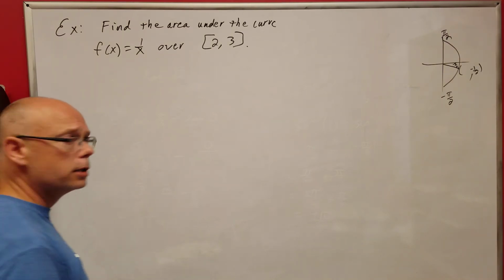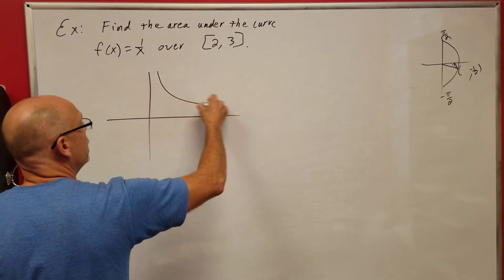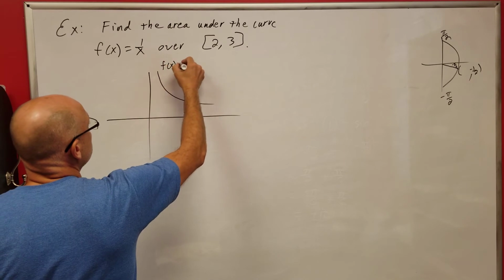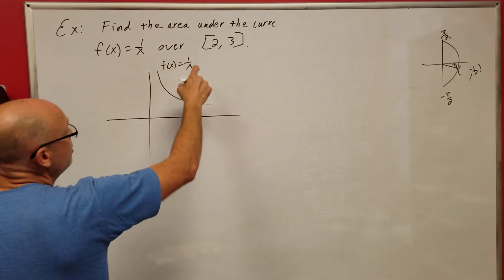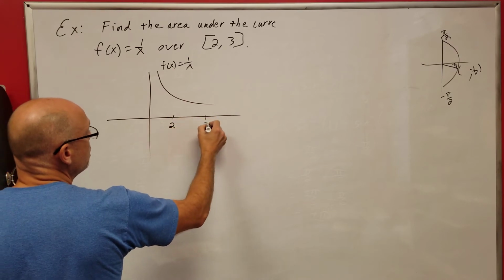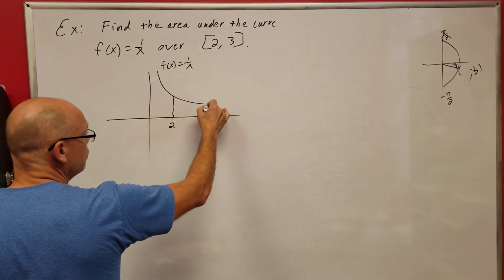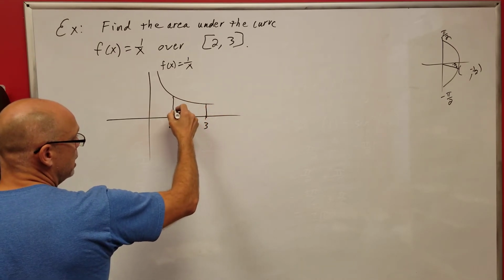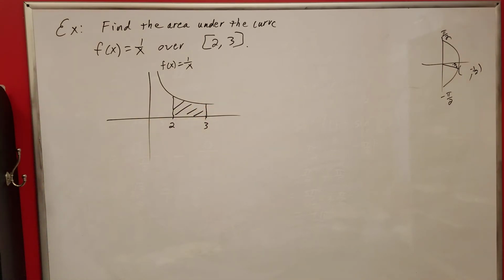All right, so what am I doing here? Looking at this graph, 1/x looks like that, right? Actually, it looks like that, and then it has another portion here. But I'm only looking between 2 and 3 right here. And what am I looking for? I'm looking for the area between the curve and the x-axis and between 2 and 3. So I'm looking for that area right there.